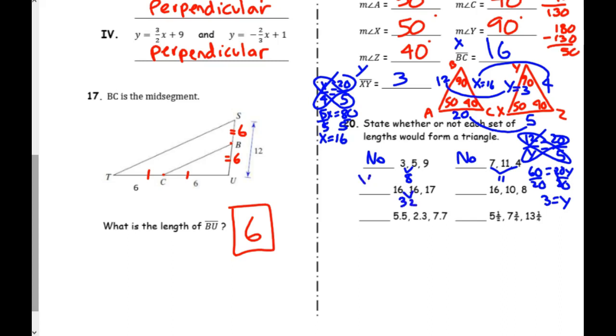32 is greater than 17. Yes. 18 is greater than 16. Yes. 7.8 is greater than 7.7. Yes.